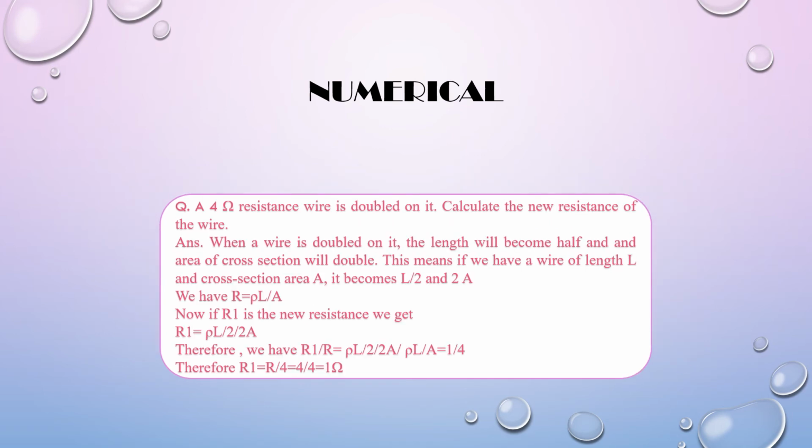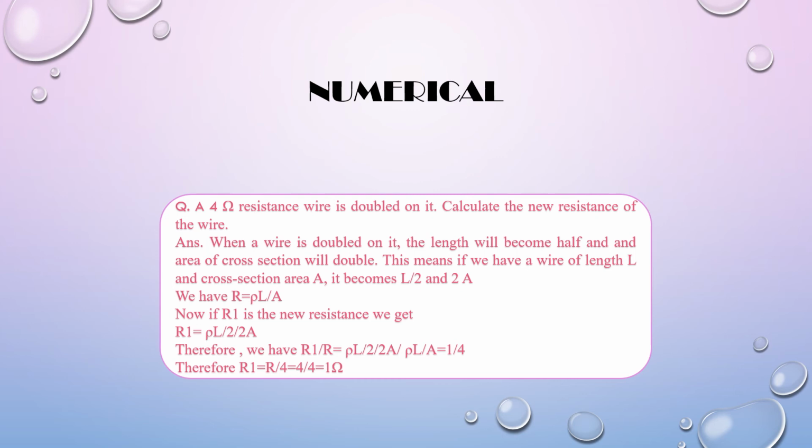Next one: a 4 ohm resistance wire is doubled on itself. Calculate the new resistance of the wire. Now, you know when a wire is doubled, your length will become half, but your area of cross section will double. This means if we have a wire of length L and cross sectional area A, it becomes L by 2 and 2A. You know R is equal to rho L by A, and if we take R1 as the new resistance, we get R1 as rho L by 2 divided by 2A.